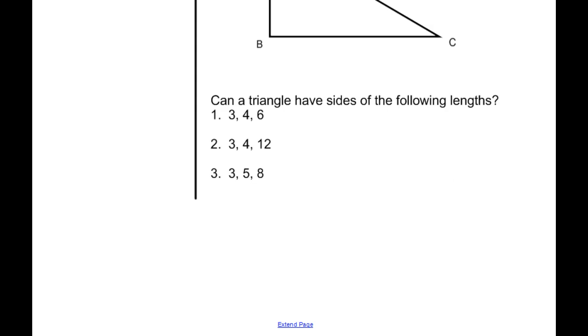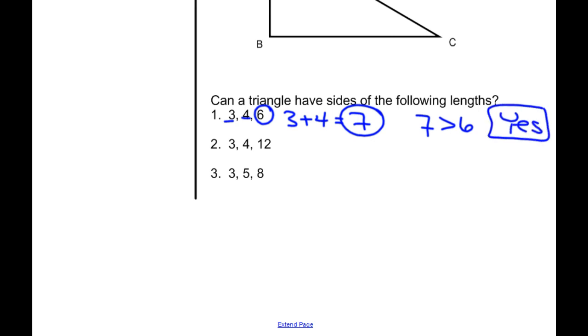Can these three side lengths be sides to a triangle? All you have to do is take your two smallest sides, add them together, and ask: is 7 greater than 6? Well, 7 is greater than 6, so it can be a triangle. Yes, it can be a triangle.